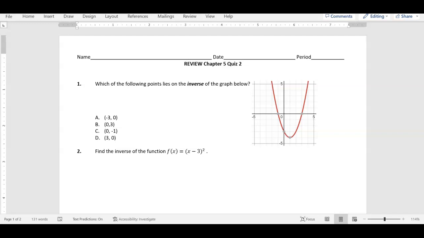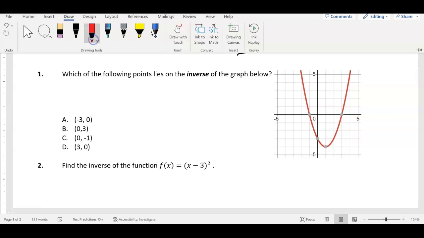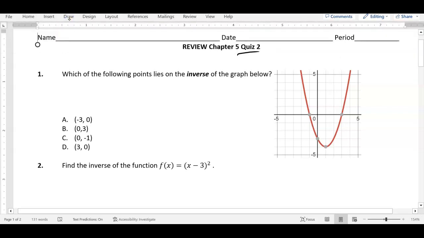All right, so our review for our Chapter 5 Quiz 2 is here. All right, so which of the following points lies on the inverse of the graph below?